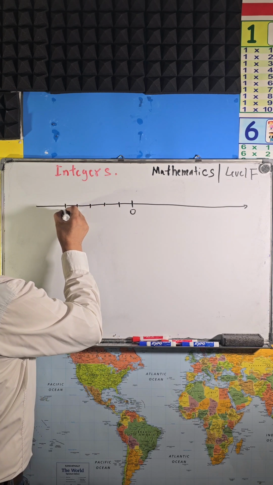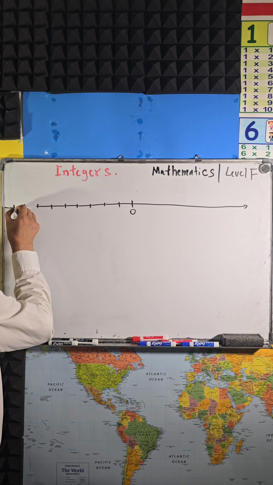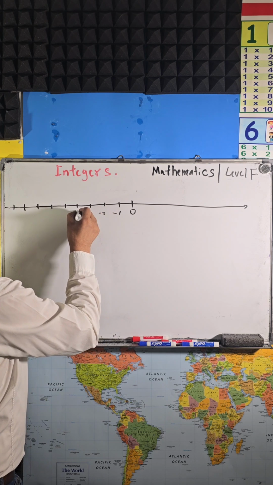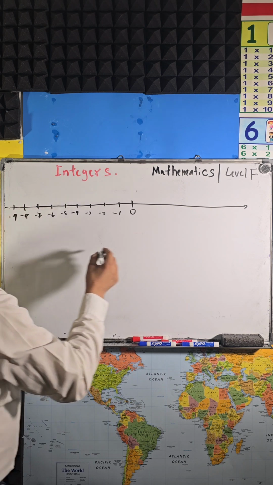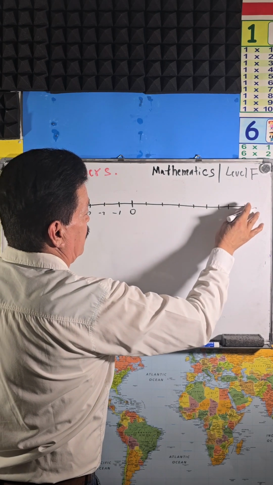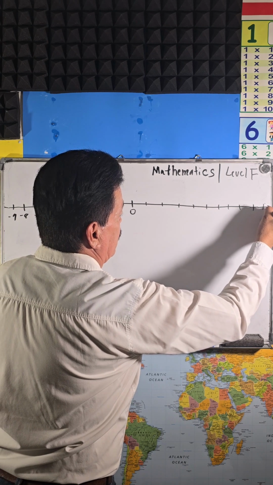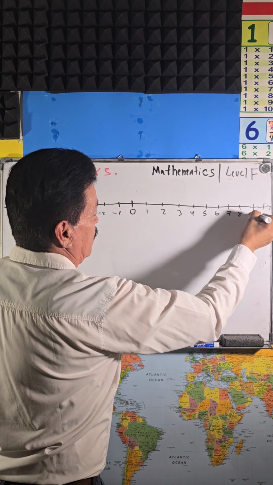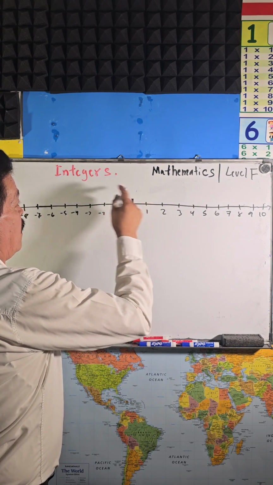2, 3, 4, 5, 6, 7, 8, 9, 10. So -1, -2, -3, -4, -5, -6, -7, -8, and -9. Okay, 1, 2, 3, 4, 5, 6, 7, 8, 9, 10. Okay, this is the number line. We're going to use the number line to work with integers.